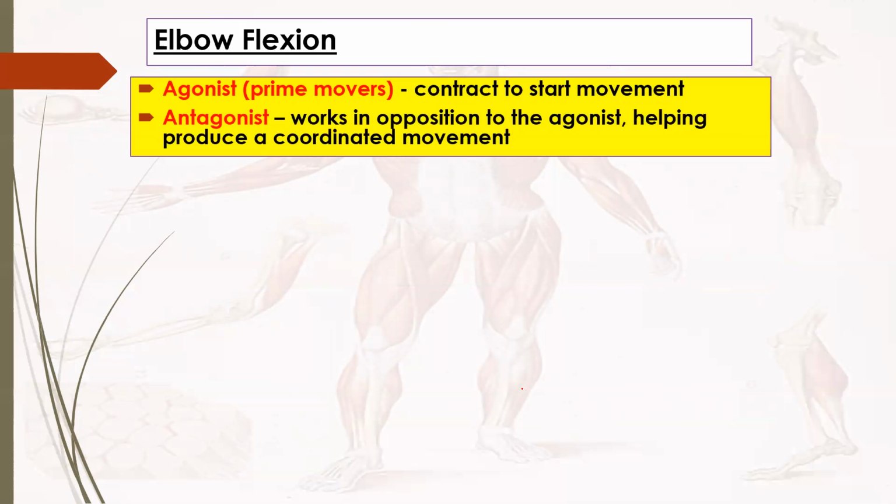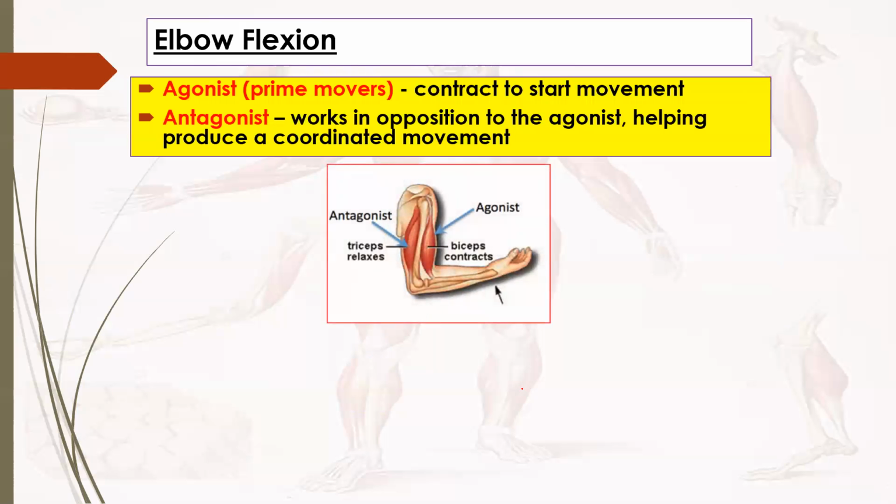Okay, so on this one, we're just going to look at one or two slightly more detailed examples just to make sure that you understand how that process works. I've kept this at the top just to kind of remind you of the key aspects here in terms of which one is the agonist and which one is the antagonist. Okay, and I'd like us to look at elbow flexion.